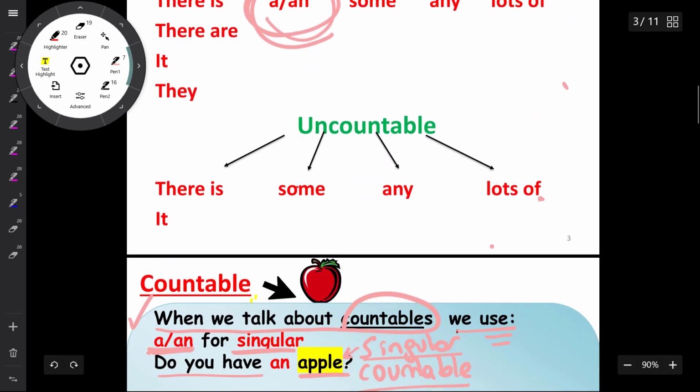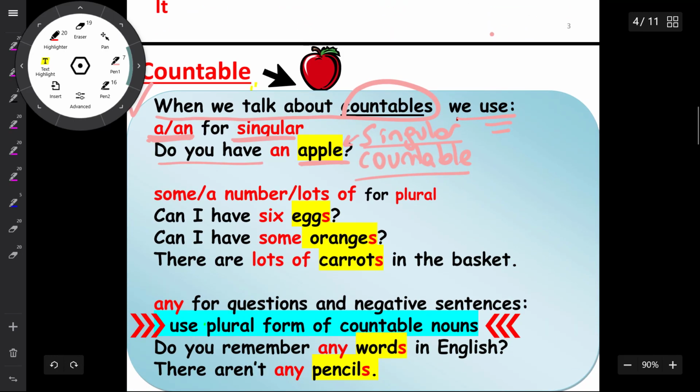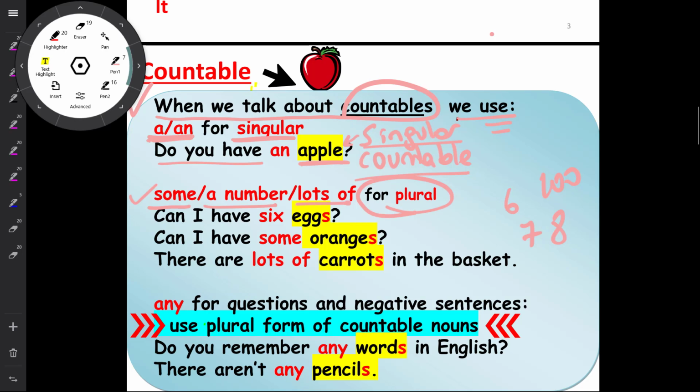Okay? Okay, understand? So we can use some, a number, for example, 6, 7, 8, 100. Okay? Lots of for plural countable nouns. Let's look. Can I have 6? And countable, as it shows to us, plural? So we can say numbers with the countable nouns. Can I have some oranges? We can use some. We can use a number. And we can use lots of carrots. Okay? But look, all the nouns plural.